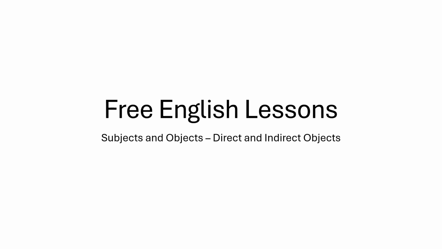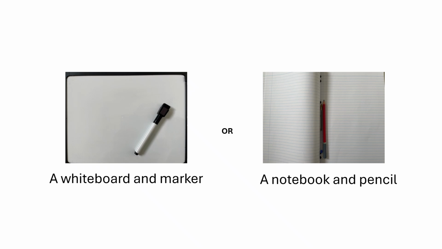This series will focus on subjects and objects. This lesson will explore direct and indirect objects. It is important to write when you are asked to. It helps you to learn. You can use a whiteboard, but ideally a notebook would be best. That way, you can keep a record of your learning.